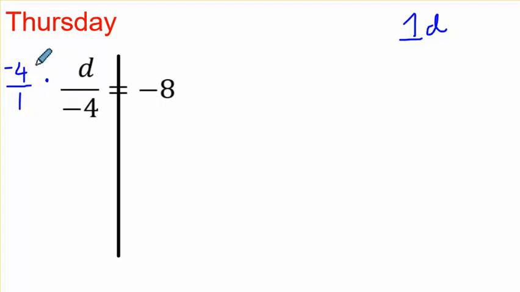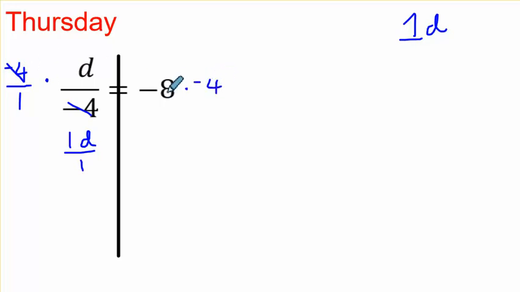So let's just see what happens. -4 on the top and a -4 on the bottom can both be divided by -4. So that is how we're going to get 1d. And then on the bottom, we would have 1, which is really not all that necessary to write, but I'm just going through all the steps. Whatever I do on the left side, I have to also do on the right side. So I multiplied by -4, I'm going to multiply by -4.